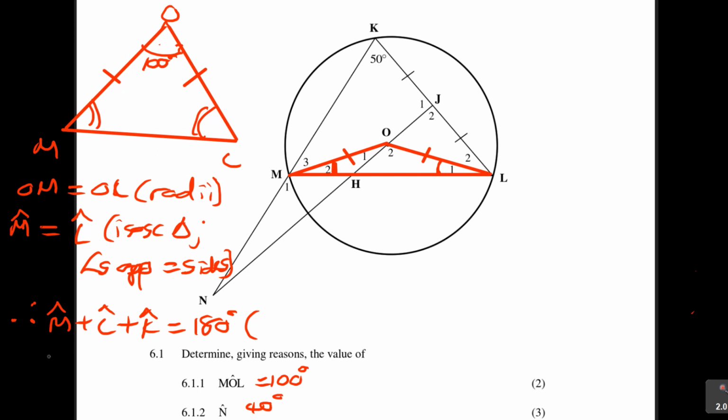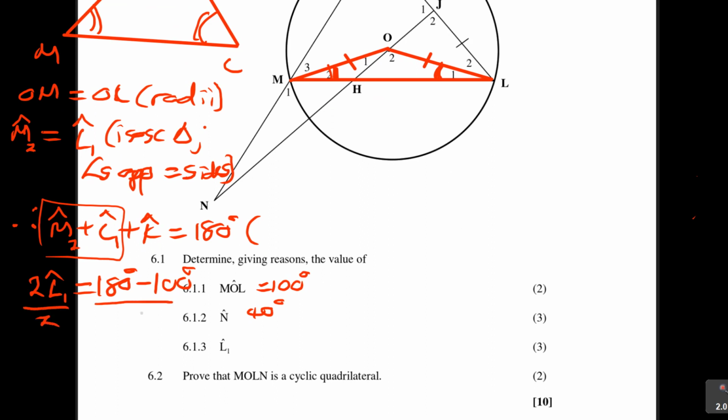All right. So which means here, when you have to find L, we call it L1, and then we call it M2. So here, angle M2 is equal to L1. Now we can find our L1, which we are looking for. Remember M1 is equal to L2. So we can say 2L1 is equal to 180 degrees minus K, which is minus 100. All right, and then from there you divide by 2, divide by 2. So what is L1? L1 is equal to 80 over 2, which is 40 degrees. So here you get 40 degrees.